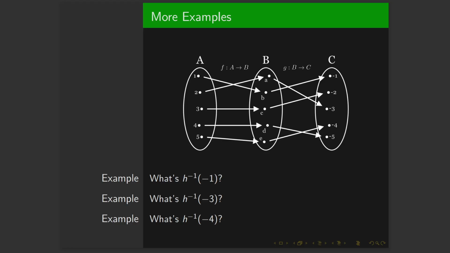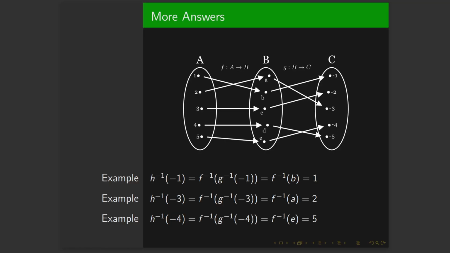And let's look at h inverse of -4. Well, -4, if we apply g inverse, we go to E. If we apply f inverse, we go to 5. So h inverse of -4 is 5. And once again, here's all the algebra, just so that you can see exactly what's happening here.